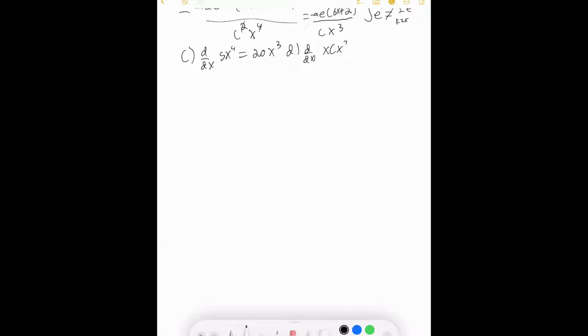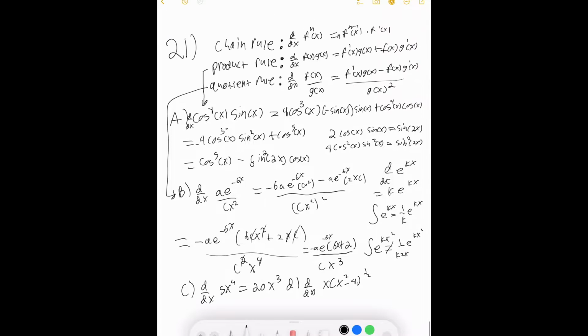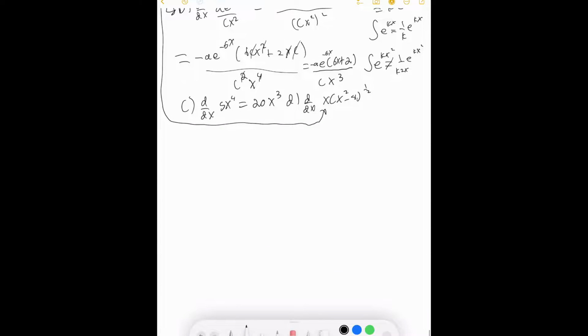The next one, we're going to have the derivative of x times (x squared minus 4) to the 1/2. Looks a lot like that integral we did in the last question, but we're definitely going to be doing it in a different way, right? We're going to be doing the chain rule and also the product rule, so it's going to be a double there. So first we're going to be taking the derivative of x, right, which is 1, and we're going to be multiplying it by that function.